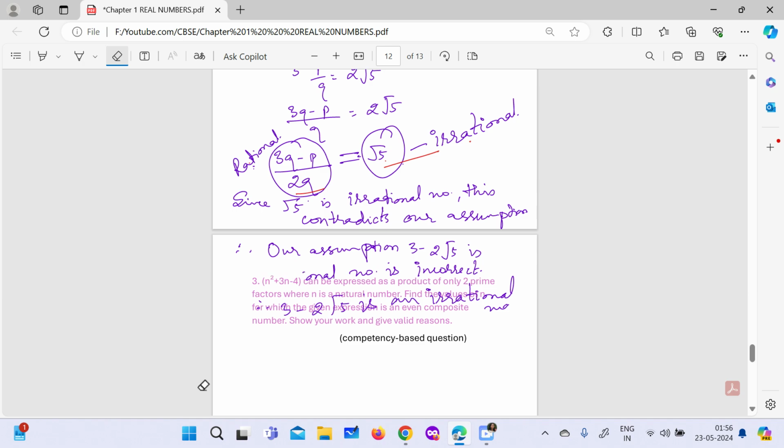So our assumption that it is a rational number is incorrect. So 3 minus 2 root 5 is an irrational number.